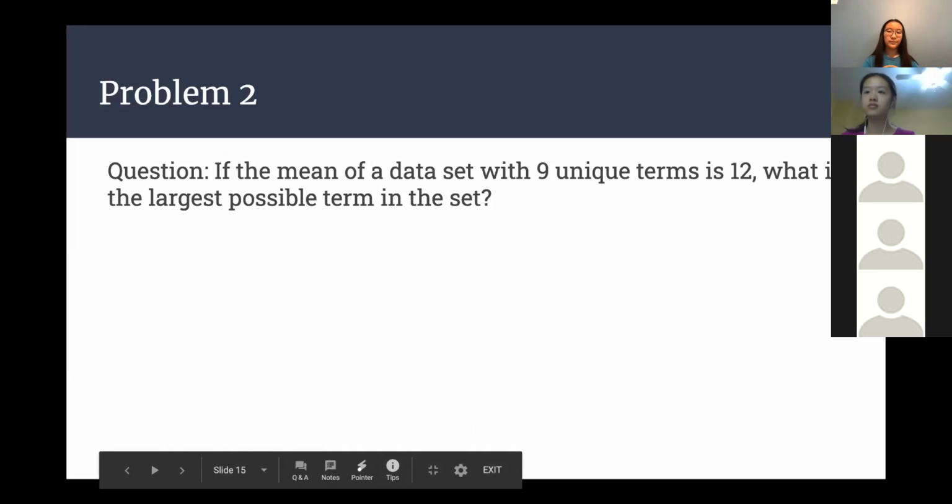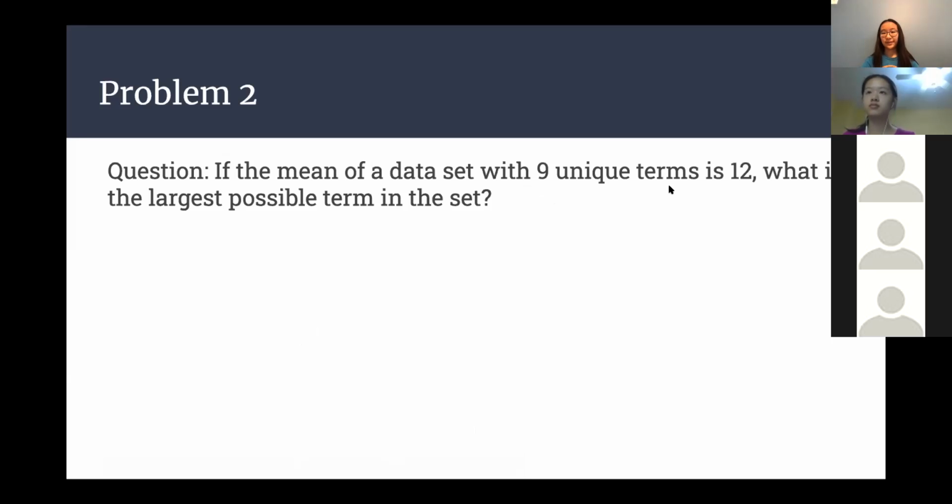Yes, all the numbers have to be different. If you see anything that says unique terms, that tells you that all of them have to be different.